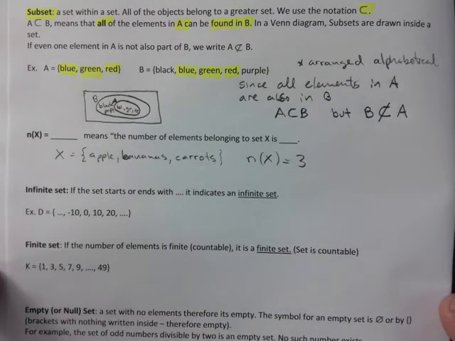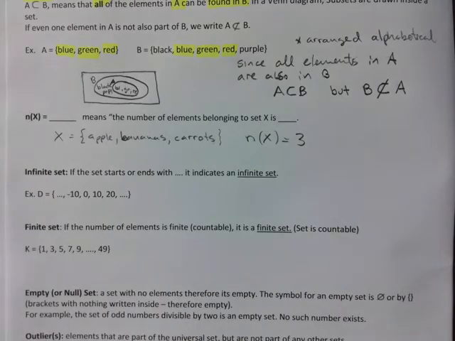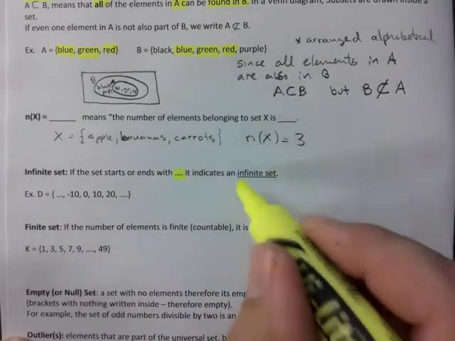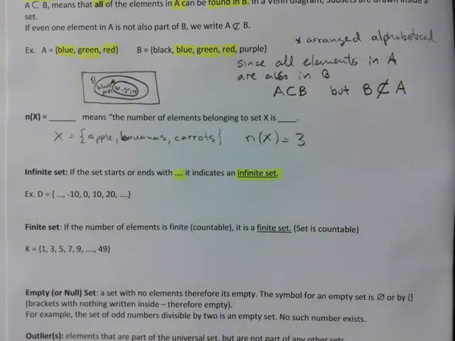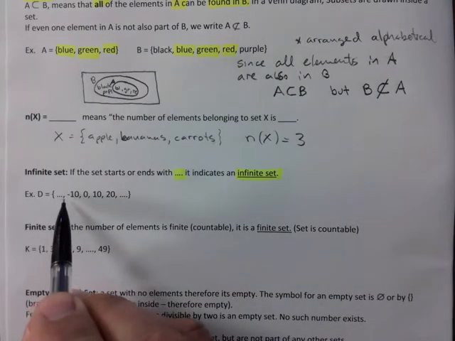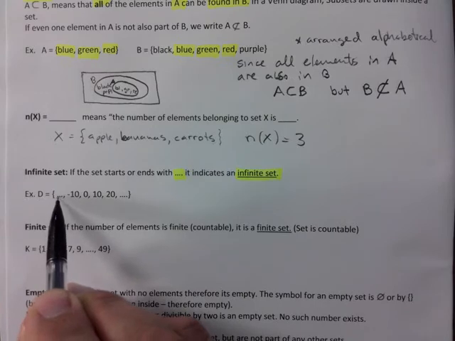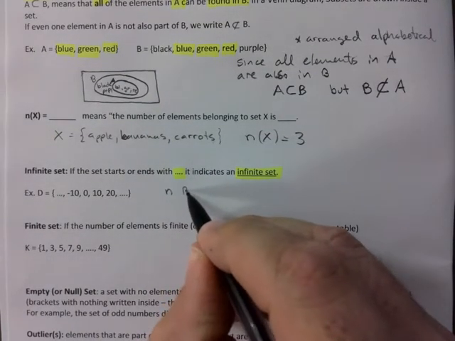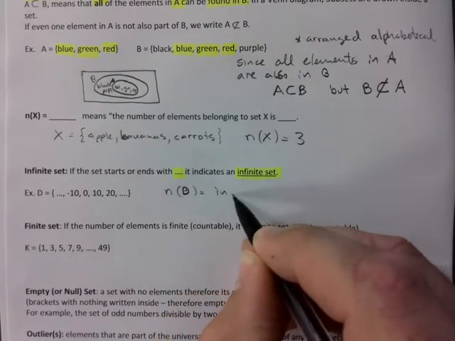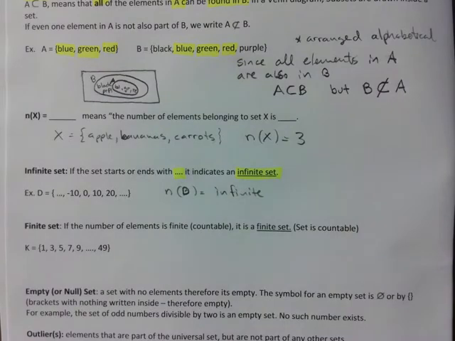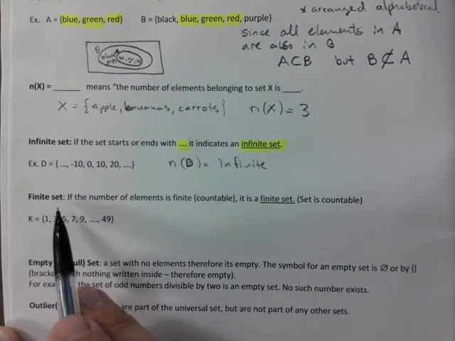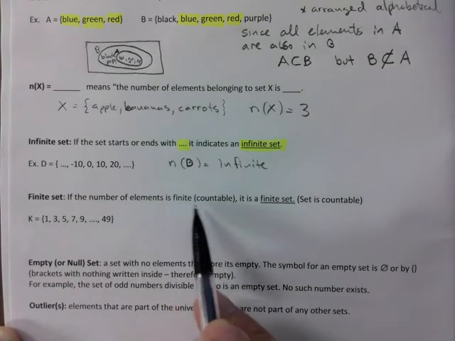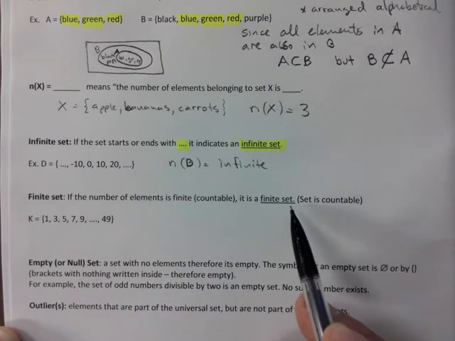Okay. Then there's two different types in terms of how many elements there are. When you see dot, dot, dot at the end, that's called an infinite set. Okay. So notice, set D starts with dot, dot, dot, ends with dot, dot, dot, meaning it doesn't matter where you go, it's infinite. It just keeps going indefinitely. So the number of elements in D is infinite. Okay? Then you have your finite sets, right? The number of elements is finite, it's countable, right? Then it's a finite set.